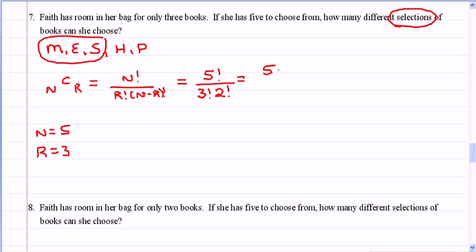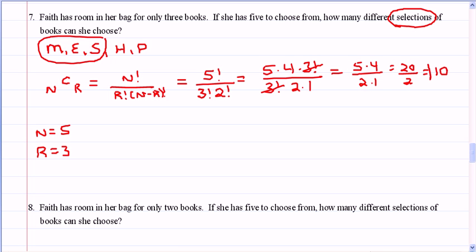Starting with our 5, we multiply down and stop at 3 factorial because 3 is the larger number in the denominator, and we expand the smaller number so that the 3 factorials cancel. And we have 5 times 4 over 2 times 1, and 20 over 2 is equal to 10. So she has 10 different selections of books.